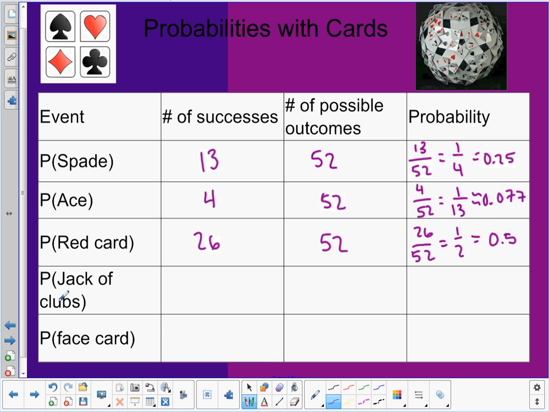Ooh, Jack of clubs. This one's going to be even smaller. There is only one Jack of clubs in the whole deck. So if that one card is the card that you need out of a total of 52, you are looking at, I should make this approximately equal to, 0.019. So not even a 2% chance of you getting that Jack of clubs.